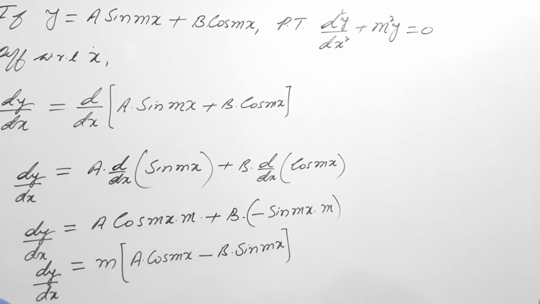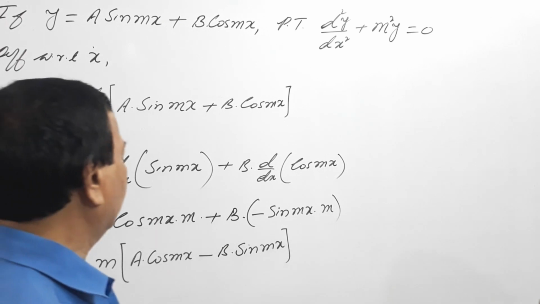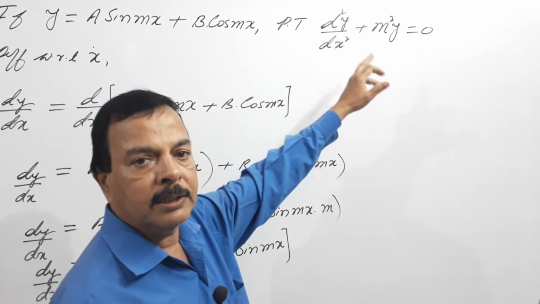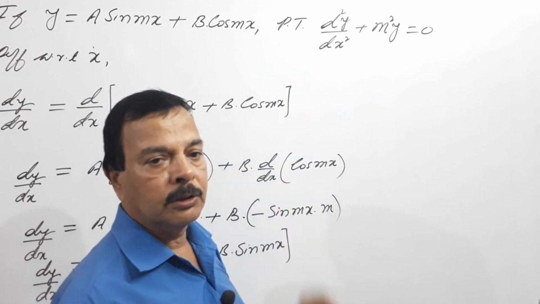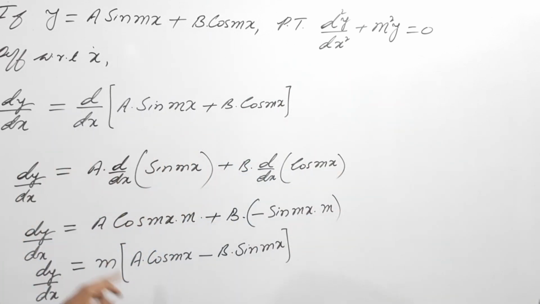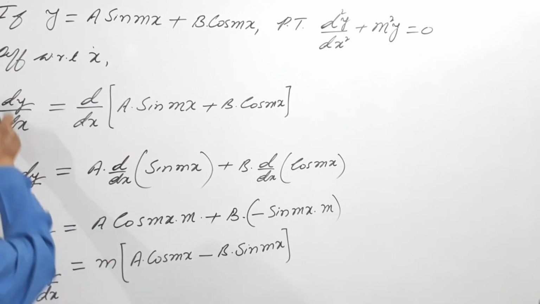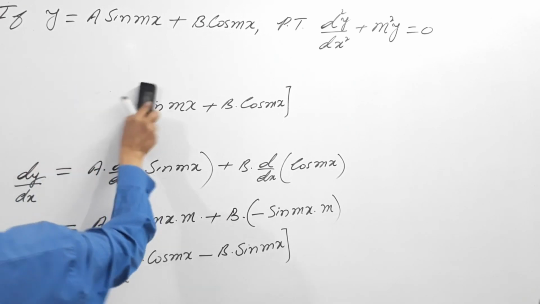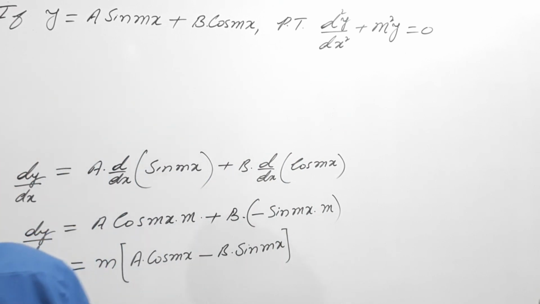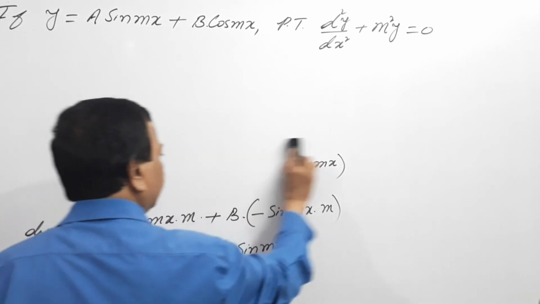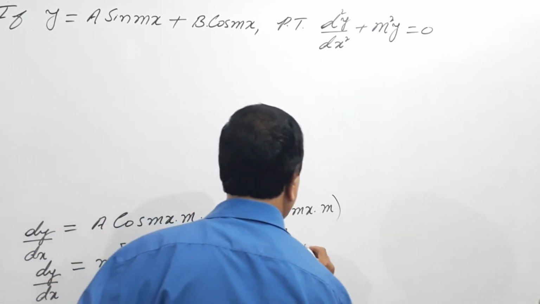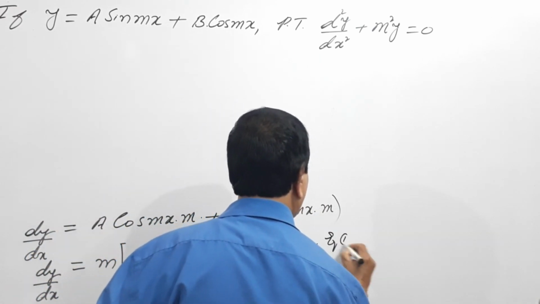What he wants is to prove that d square y by dx square plus m square y equals 0. So what does it mean? You have to differentiate this equation once again. So I rub this. I call this equation 1.